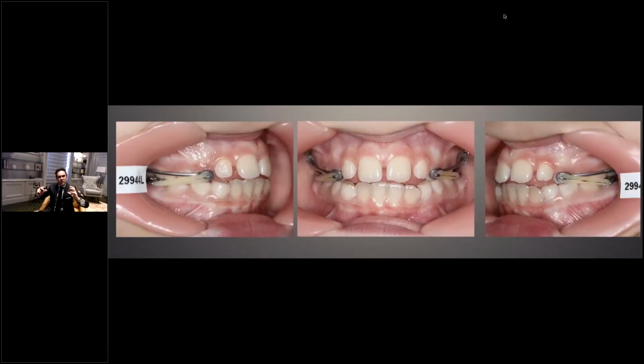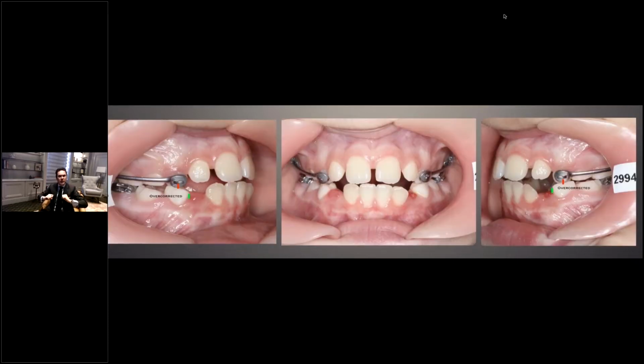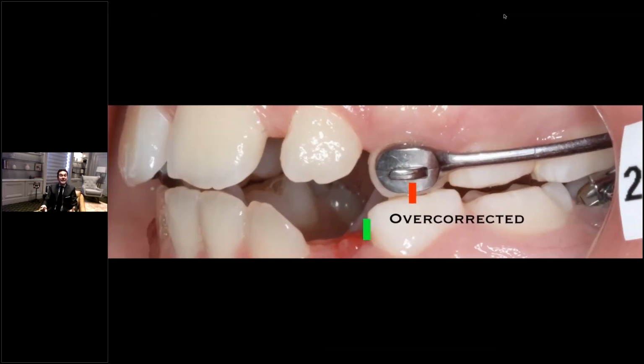Once we have this posterior segment in class 1, we are not going to stop here. We are going to go for overcorrection. You say, why do you overcorrect in mixed dentition? Well, if we look at occlusal surfaces of the temporary teeth, we will see that those temporary teeth have flat occlusal surfaces. So there is a lot of instability of the occlusion of mixed dentition. So we need to overcorrect because this instability is not locking in, as we would have in a permanent dentition. So what we pretend then is to overcorrect.